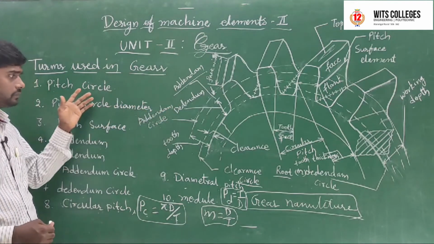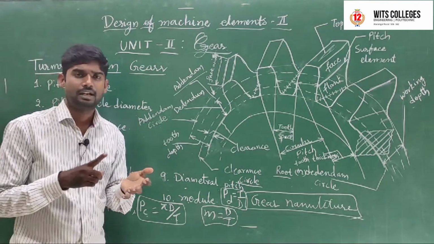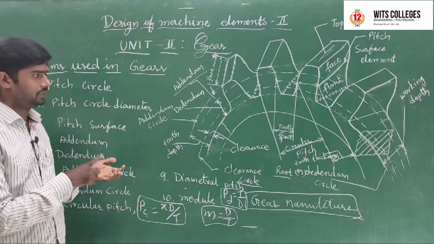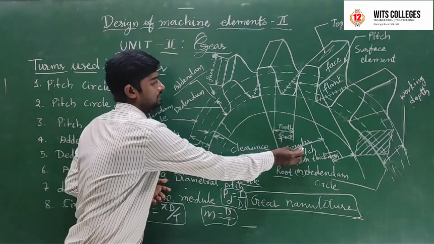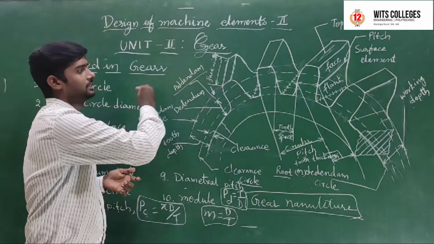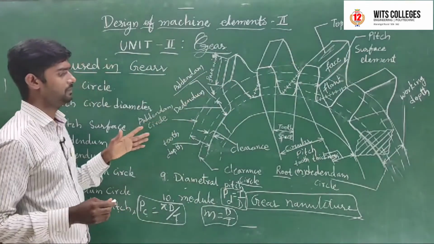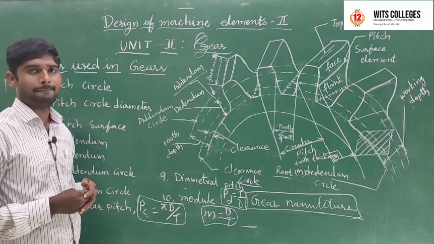Okay, once again see these: addendum circle, dedendum, pitch circle, root, and thickness of the tooth, next tooth space, next circular pitch, width, and pitch circle element. These are some of the important terms used in gears.